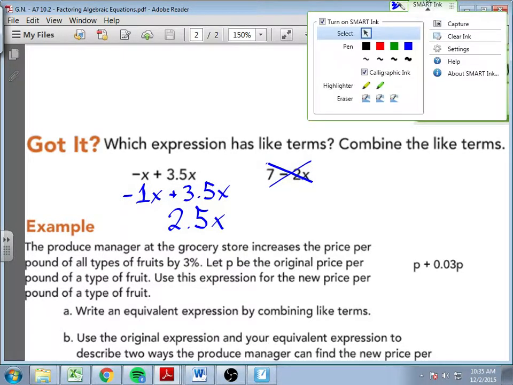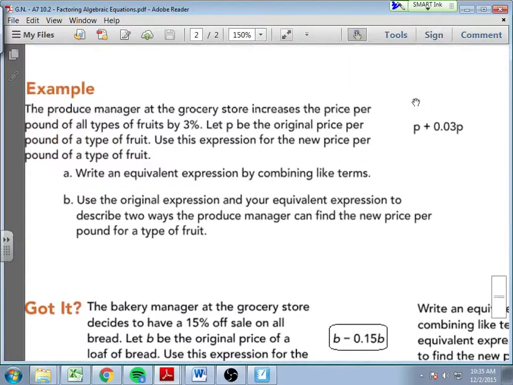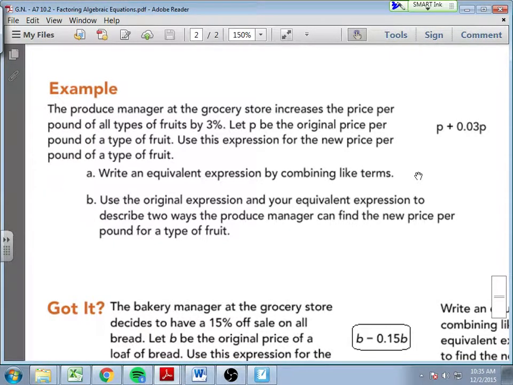Here's another place where we use it in real life. If you are working in a store and you want to increase prices, if you increase a price by 3%, you can just take the original price plus 0.03 of the price. When we combine those, we could really just do 1.03 times the p. That's all we have time for, so we'll finish this tomorrow if we need to.